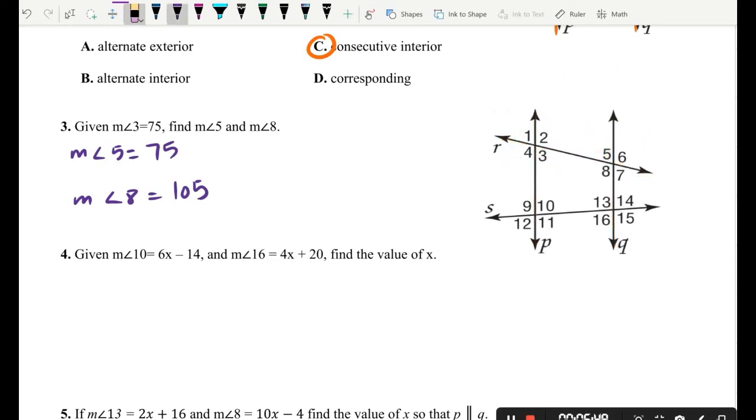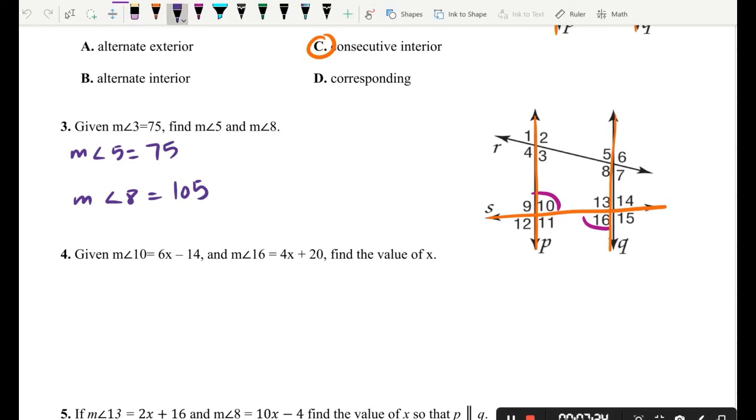Alright, angle 10 and angle 16 is formed by 3 lines. It's formed by transversal S and parallel lines P and Q. Angles 10 and 16 are within 2 parallel lines, they are interior angles, and they are across from each other from the transversal line, so they alternate. This is alternate interior angles, and we know alternate interior angles are equal to each other.